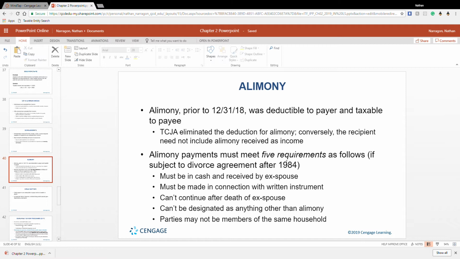Parties must not be members of the same household. So I can't really divorce my spouse and still live with them. That does not constitute alimony. And I don't know why you're still living with them. Some people are just that way, but you have to watch out for those. These are questions that accountants will ask about these. Now that it's being eliminated, we don't have to worry about alimony. Alimony is just what it is.